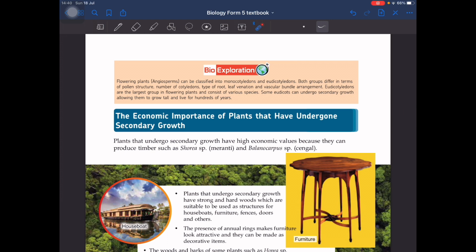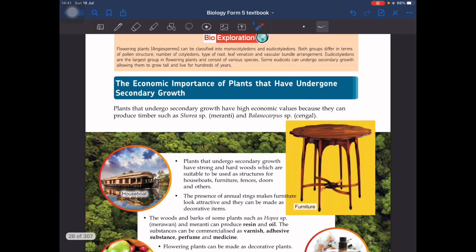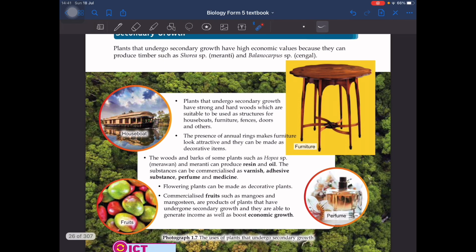So those are the similarities and the differences between primary and secondary growth, and then we'll jump right into the economic importance of plants that have undergone secondary growth. We'll go back to bioexploration before we finish 1.2 later on. Okay, so with secondary growth, there is a high economic value because we have timber. Timber is used in a lot of art, in construction, and so on.